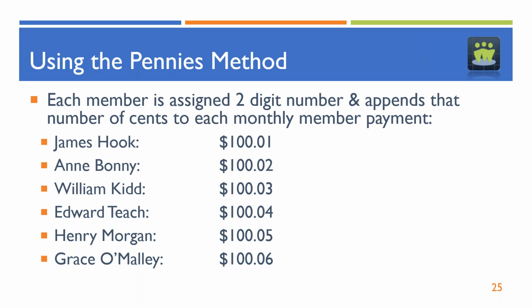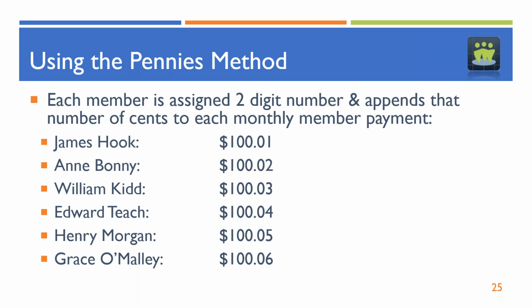And so the advantage here is the treasurer has a lookup table, essentially, each member with their pennies amount, and knows that any transaction that comes in with 3 cents appended to it is William Kidd. Any that has 5 cents appended to it is Henry Morgan. And this allows for, if you have a club that allows variable monthly member payments, someone could write a check for $75.04, and you would know that's Edward Teach.